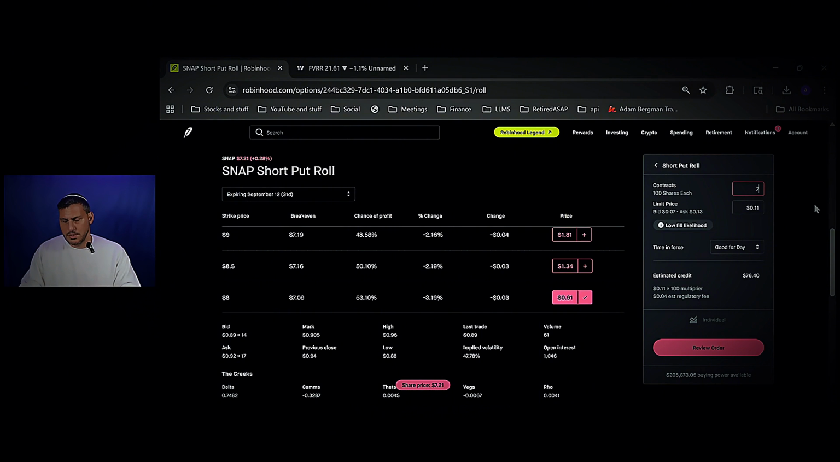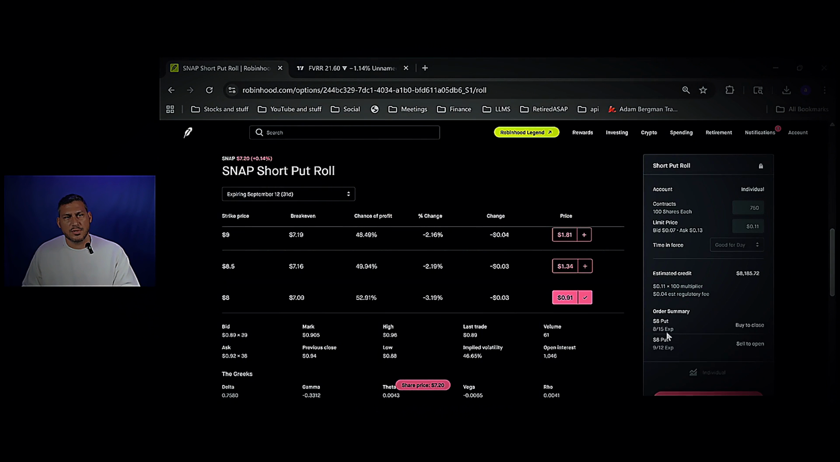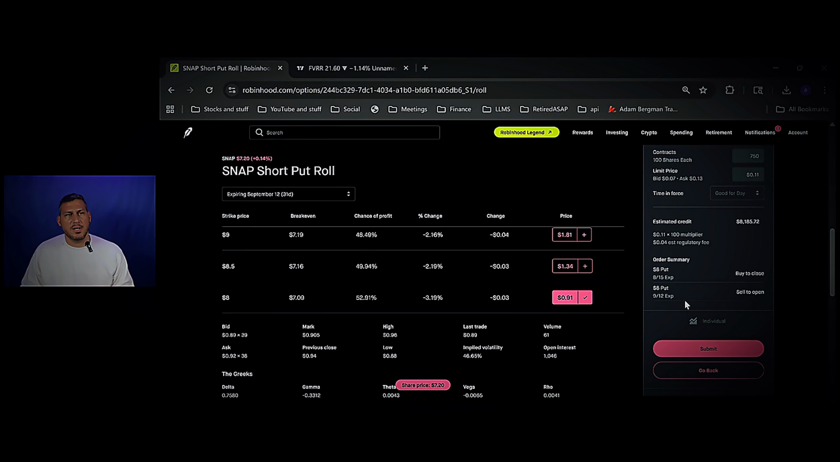One second. I can't do 7.51, so I'm going to go to 7.50. Press review order. Press continue. And it's a very, very simple concept.